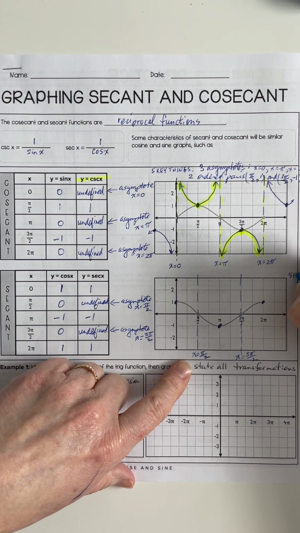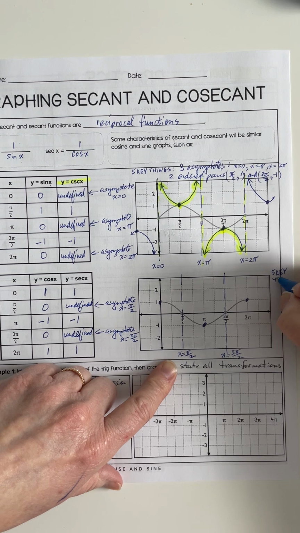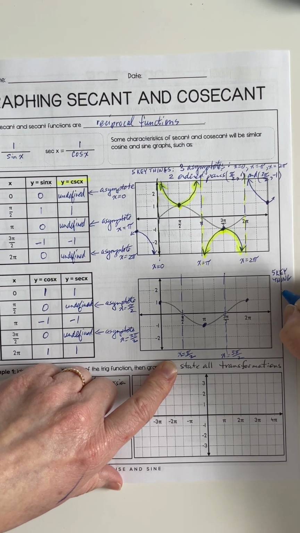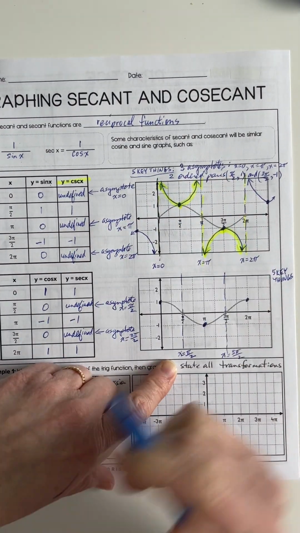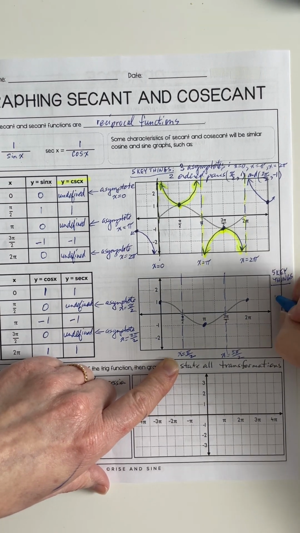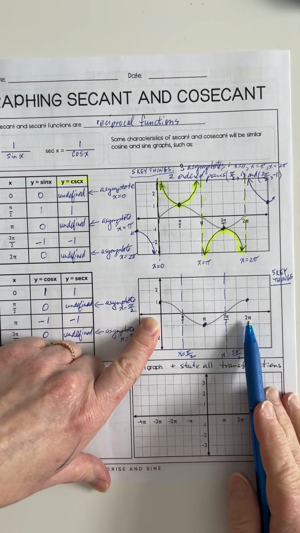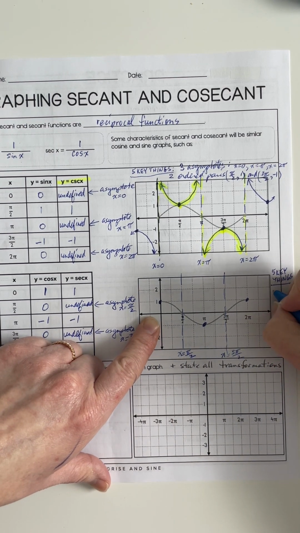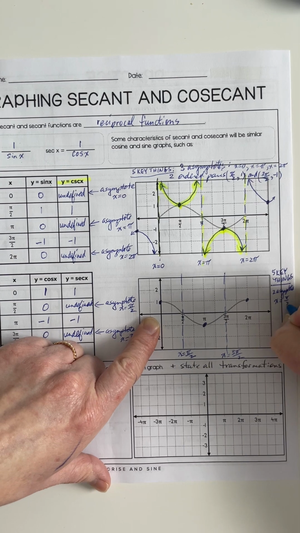So 5 key things to remember about the secant function, just like 5 key things that we've memorized from every other trig function we've dealt with. We're talking about the 5 key things in between 0 and 2 pi. So we have 2 asymptotes, and they are x equals pi over 2 and x equals 3 pi over 2.